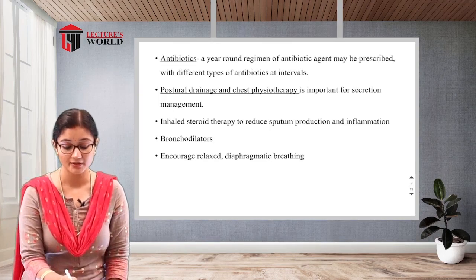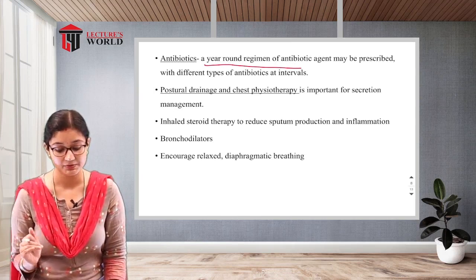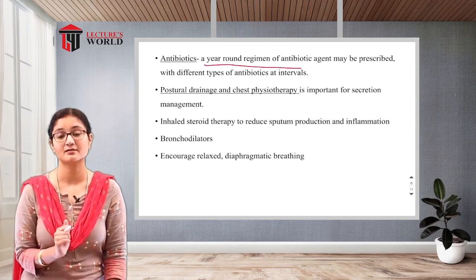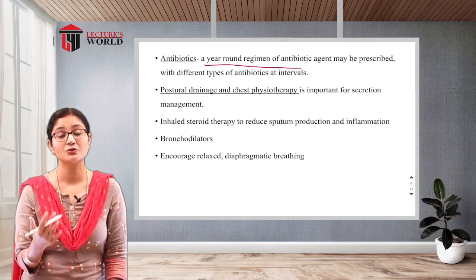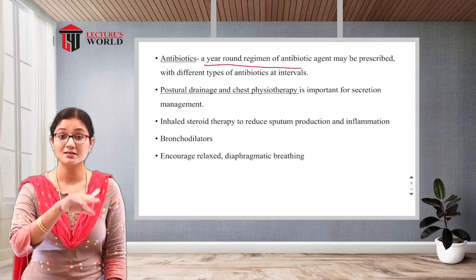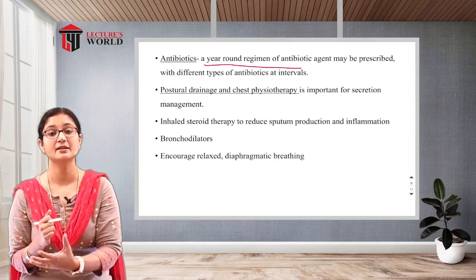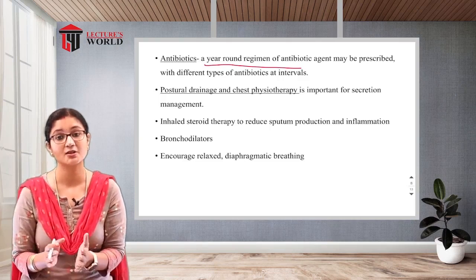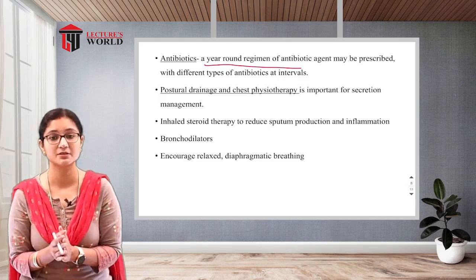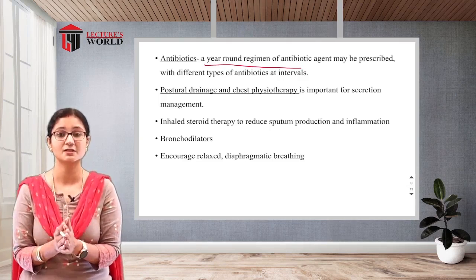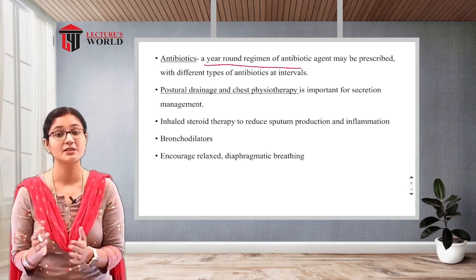So for antibiotics, a year-round regimen of antibiotic agents may be prescribed, with different types of antibiotics at intervals. You understand, it's not just for 1 week or 2 weeks or 3 weeks, but year-round. For the whole year, different types of antibiotics have to be given to this patient in order to totally eradicate the problem. As we give in a pulmonary tuberculosis patient, as you know we have studied, a 6 months or 9 months course is there. The same way here also, it will be given for a year.